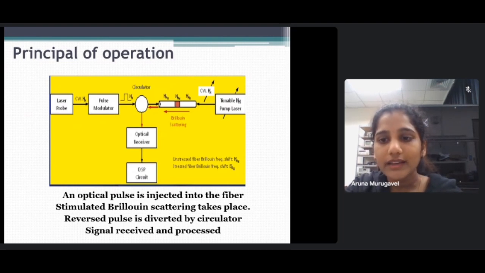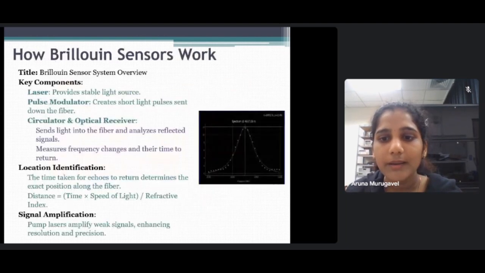Brillouin scattering is a process in which light interacts with the material of fiber optic cables, and the frequency of the scattered light shifts based on the temperature and the strain. This enables precise distributed measurement. This is how Brillouin sensors work. The system consists of components like a laser, pulse modulator, circulator, and an optical receiver. The optical pulses are sent through the fibers, and the reflected signals are analyzed to determine the locations and conditions of hotspots within the generator.